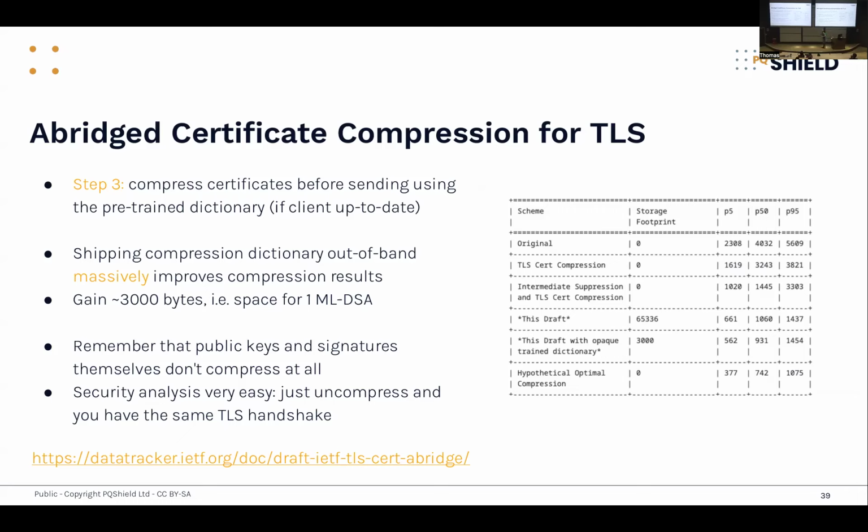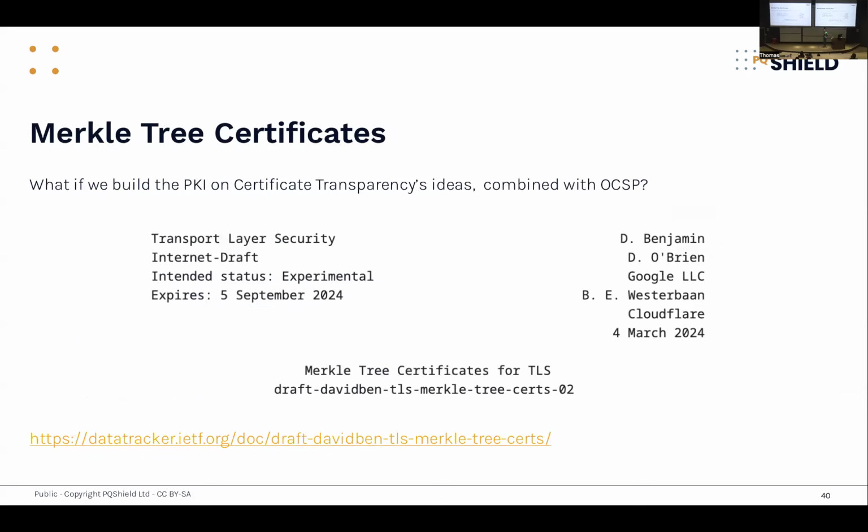The nice thing about this proposal is that the analysis is very easy. If we just uncompress everything and reinsert this intermediate certificate, we get the thing we started with. So we don't really need to spend a lot of time on security analysis, because it's easy to see how this reduces to the security of TLS. The next proposal is more complicated.